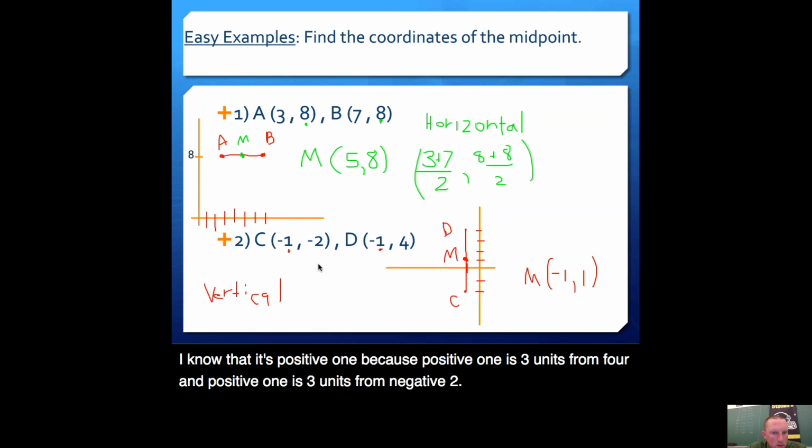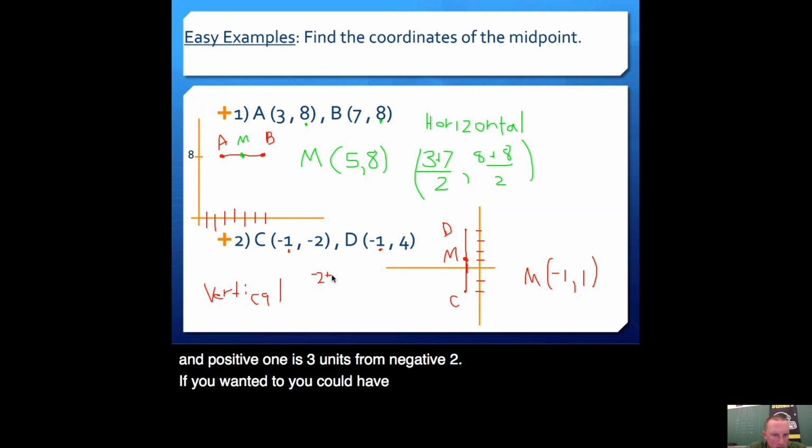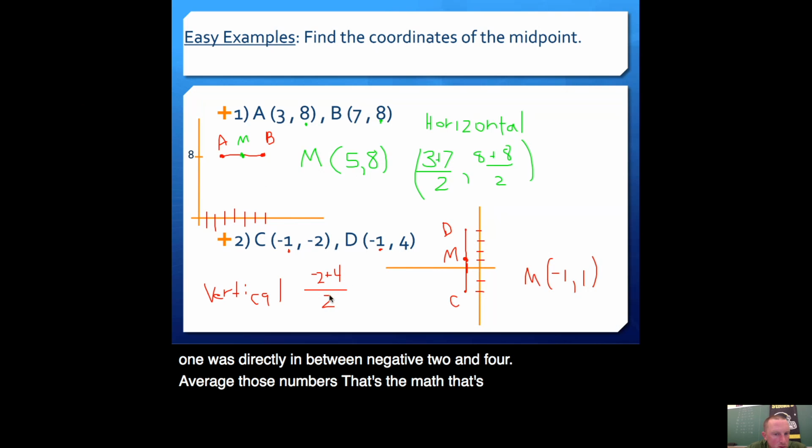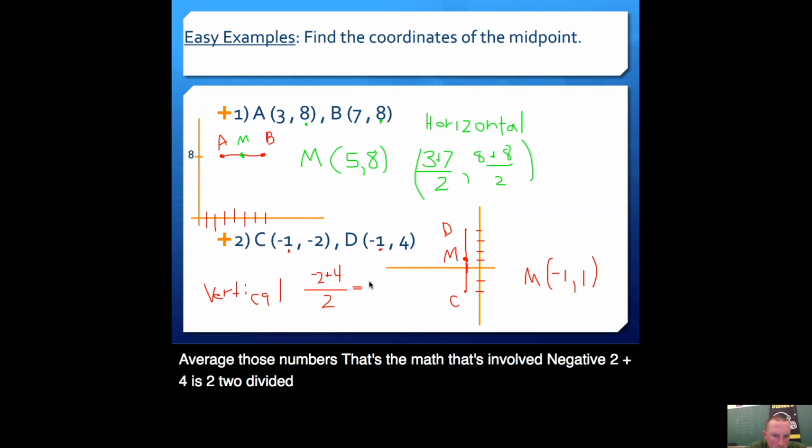If you wanted to, you could have used math. Maybe you didn't know 1 was directly in between -2 and 4. Average those numbers. That's the math that's involved. -2 plus 4 is 2. 2 divided by 2 is 1.